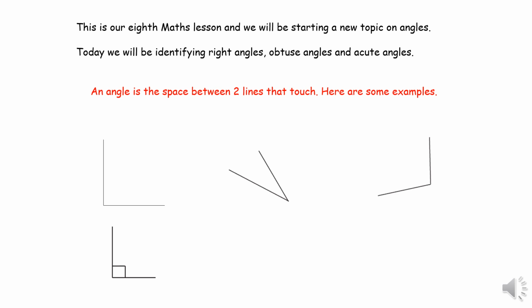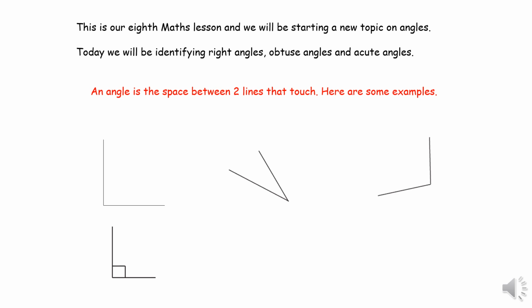This is our 8th maths lesson and we will be starting a new topic on angles. Today we will be identifying right angles, obtuse angles and acute angles. An angle is the space between two lines that touch. Here are some examples.